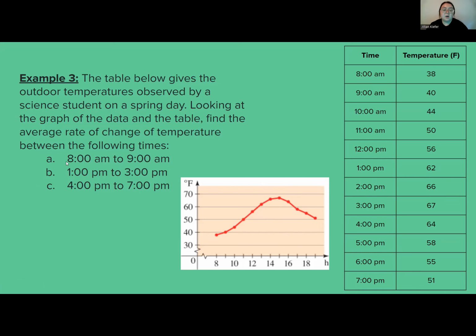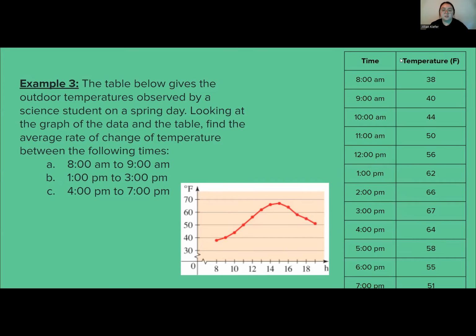So for part A, we want to look at the rate of change of our temperature between the times of 8 and 9 a.m. We want to look at the average rate of change of temperature between 1 and 3 p.m. and also between 4 and 7 p.m. So here is our table. We're going to write down all the important information in our notes: the time and temperature at 8, 9, 1, 3, 4, and 7. Here we have all of those times and temperatures and the graph of what the temperature looks like throughout the day. All right, let's head on over to our notes.